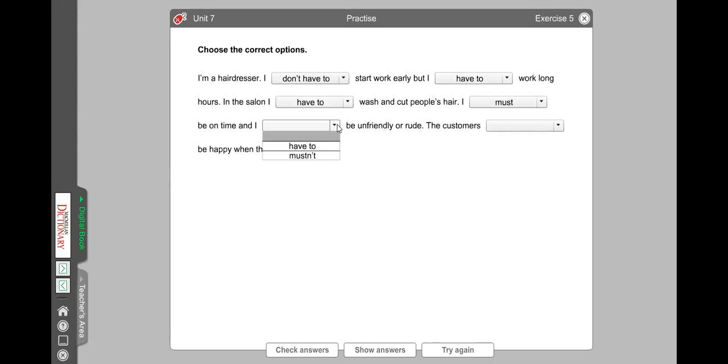Okay, and I have to, sorry, no, it's not have to. If you take a look at these things that we have on the side, unfriendly or rude, if it's unfriendly or rude, well then that's something that he shouldn't do, right? It's a bad idea. He doesn't have permission to do it, so I mustn't be unfriendly or rude. We move on. The customers, be happy when they leave. Well, it's not an obligation for them to leave, so it's not necessary. The customers don't have to be happy when they leave.